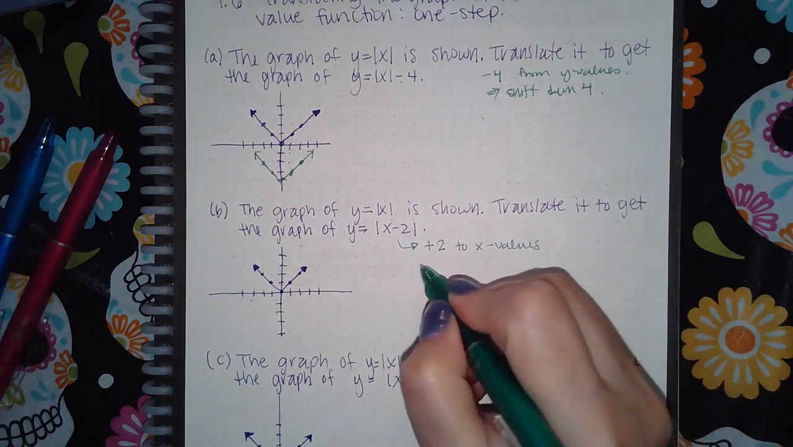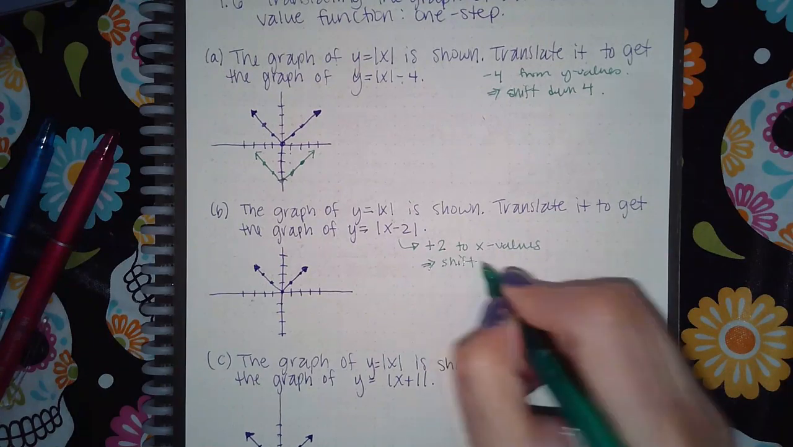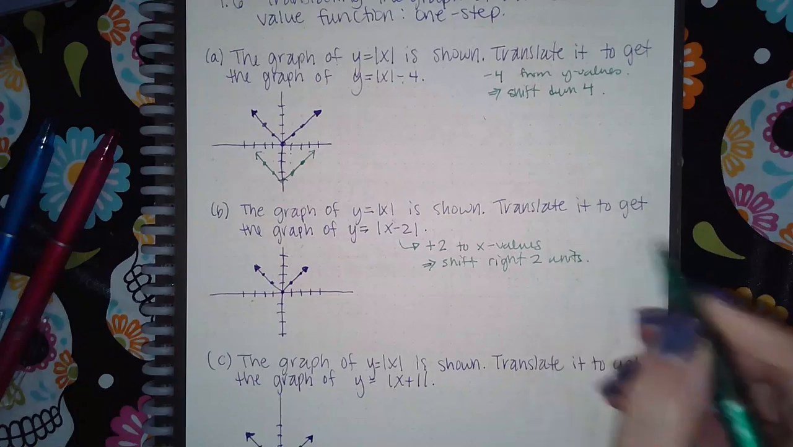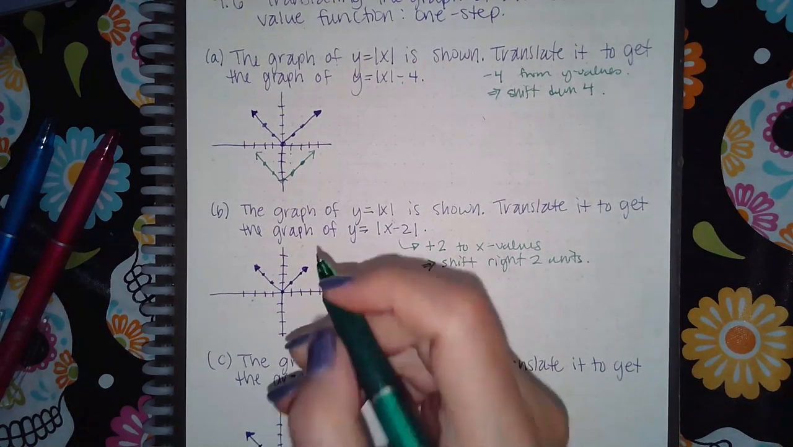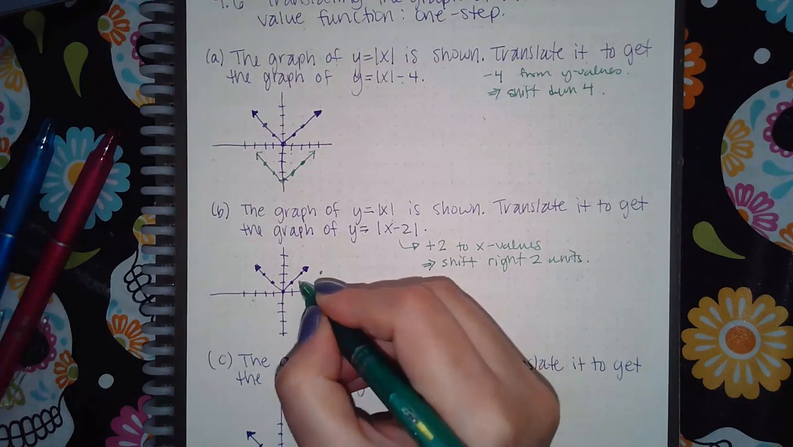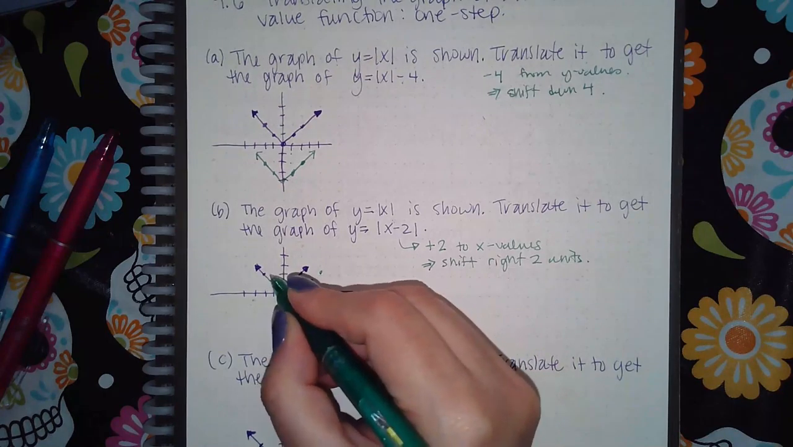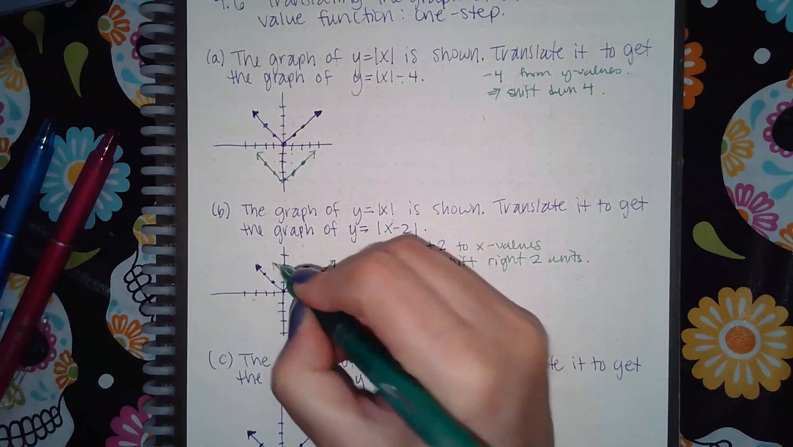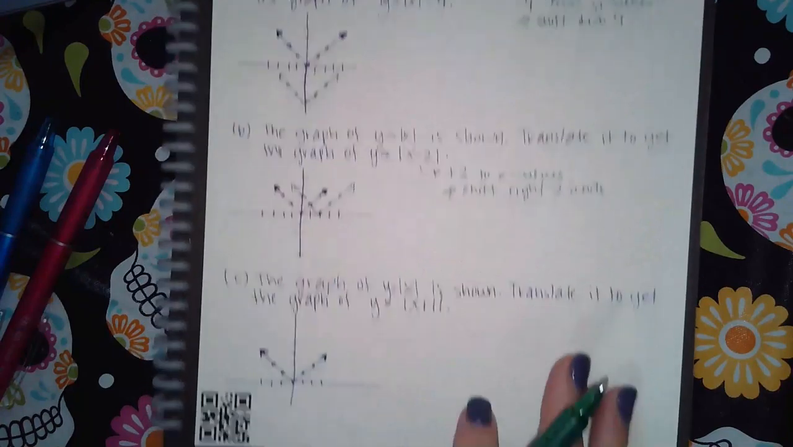And when you add 2 to the x values, what that's actually doing is shifting to the right 2 units. So then on the computer, you just grab this one and move it over 2 units. But for me, I'm going to have to move it over manually. And so I end up with this graph. So it's just taking the original and shifting it to the right 2 units.